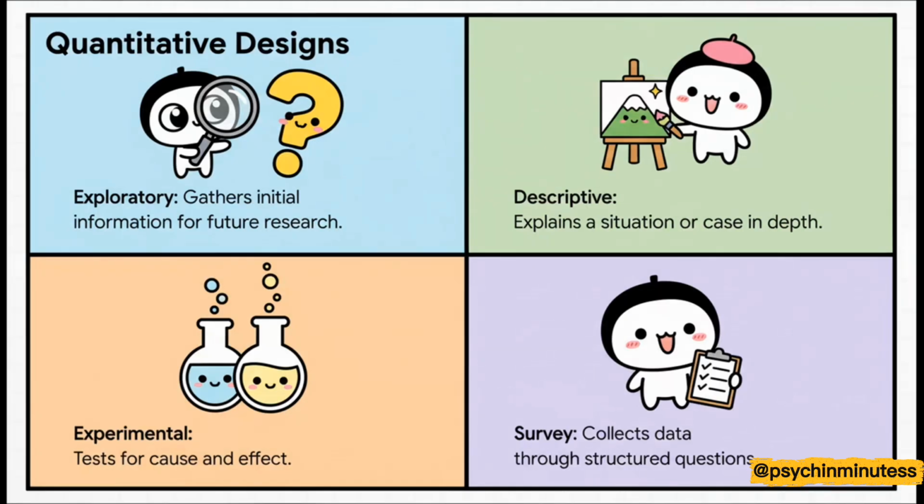Let's zoom in on that quantitative side for a second. There are four really common types of design here. You've got exploratory, which is kind of like dipping your toes in the water. Descriptive, which paints a detailed picture of what's going on. Then there's survey research. You've all taken a survey before. And finally, the big one for cause and effect, experimental design.